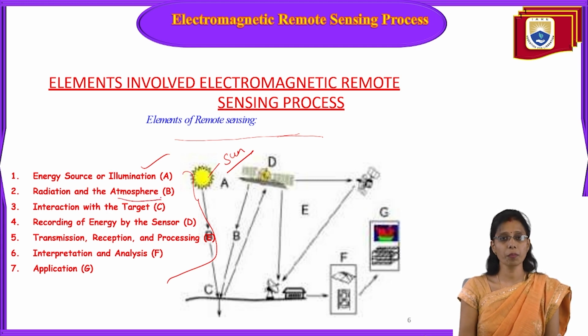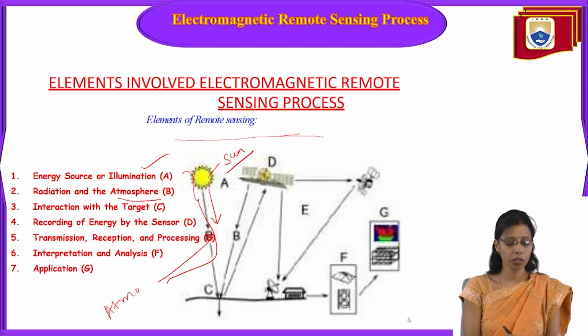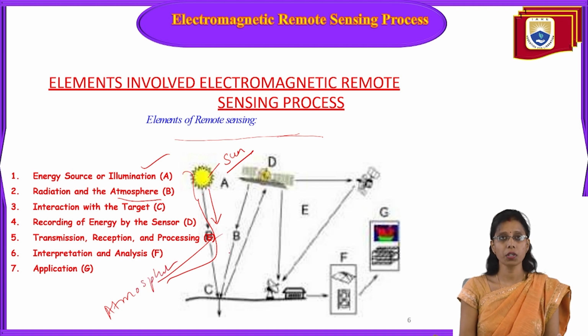Radiation in the atmosphere means it has to pass through the atmosphere. So this B here is the atmosphere, and the radiation will pass through it. When it reaches the atmosphere, it has to pass through different types of layers, right? Then only does it reach the ground. C is the target. Now this C is the target, so this is the interaction with the target.